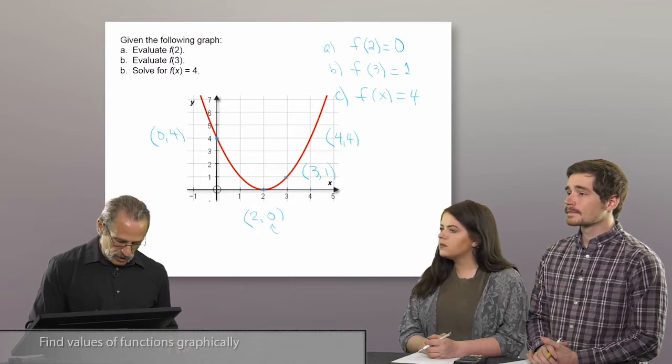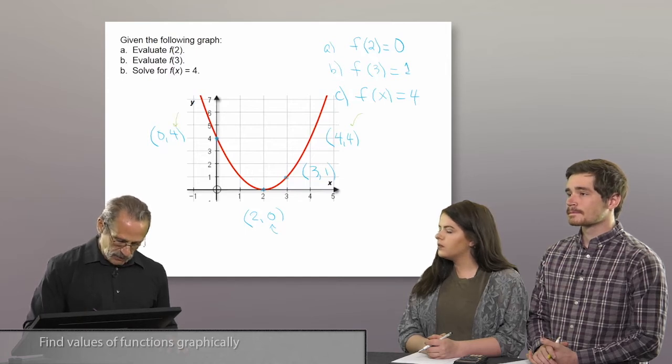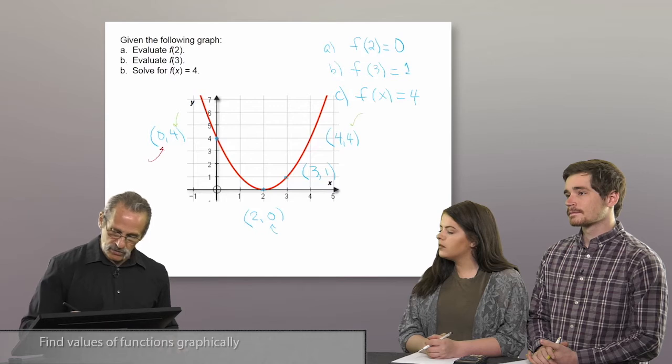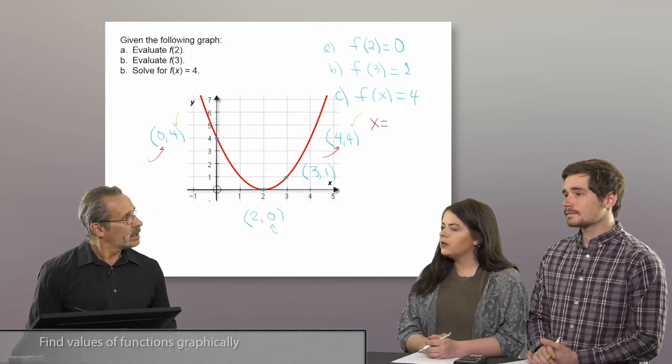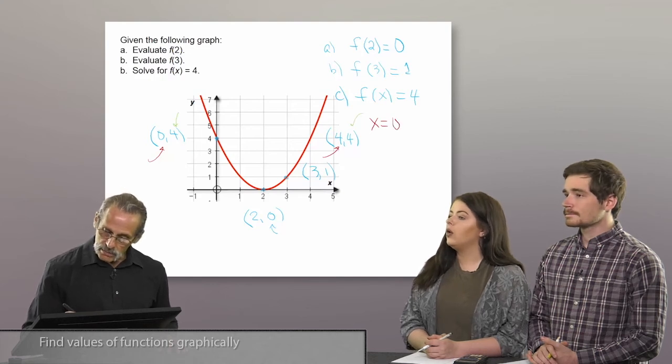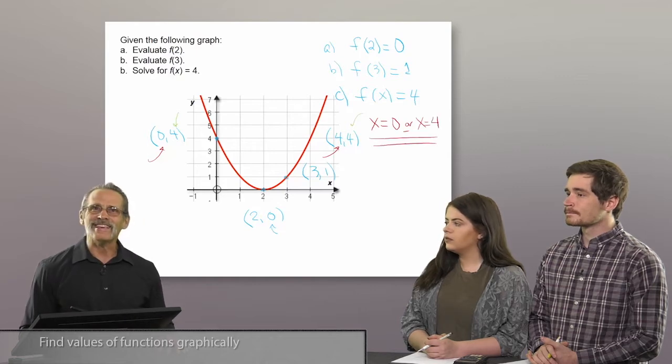Now here I do want to be very clear. I'm given an output. That's what you told me. So I'm given an output of 4, and I'm looking for an input. The corresponding inputs would be 0 or 4. So x equals 0 or x equals 4 would be the solution.